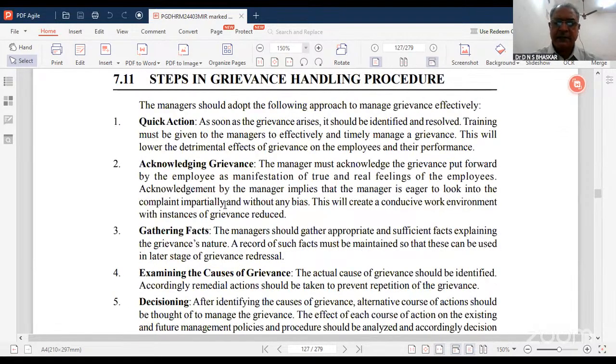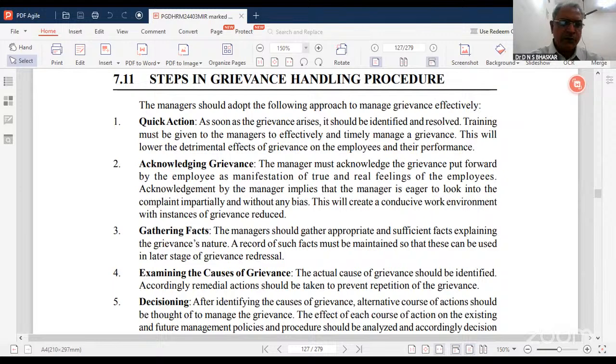Steps in the grievance handling procedure: quick action should be taken. That is a very, very important area. If a grievance is expressed by an employee and it is not addressed at a very early stage, he will feel very dissatisfied. If his grievance is ignored, he will feel that it is ignored, and as a result he will be demotivated and will not be able to do his tasks better. So that is another important point.